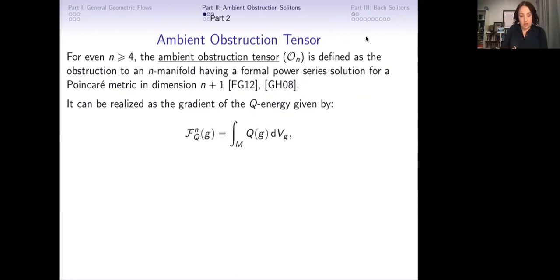So the ambient obstruction tensor is defined to be this tensor given by script O, and it's defined as the obstruction to an n manifold having a formal power series solution for a Poincare metric in dimension n+1. Okay, a couple important things to point out here. One, the ambient obstruction tensor is only defined for even n greater than or equal to 4. So it is not going to give us a nice exhaustive dimensionality, but it does work for even dimensions. And it's defined as the obstruction to a manifold having a formal power series.